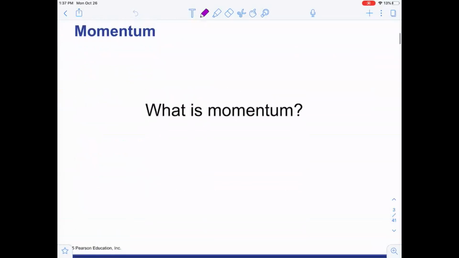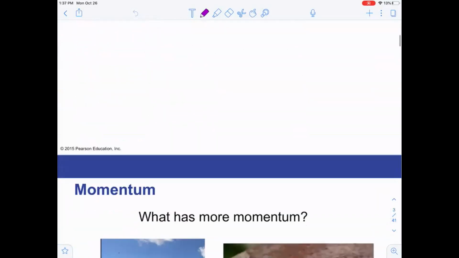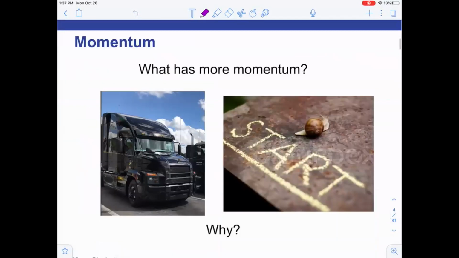What is momentum? There's some pictures to think about. What has more momentum? Now, first of all, let's look at these pictures. How fast is that? What does that truck look like? It's on a freeway. What does it look like it is? On the street. Do you think it's on a street, or do you think it's parked? What do you think? It looks parked to me.